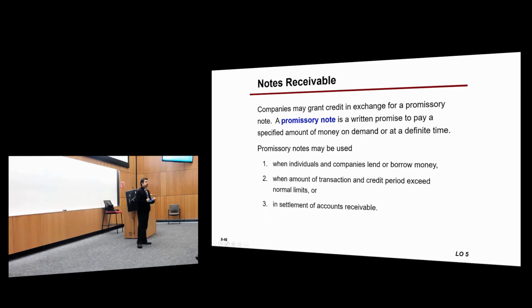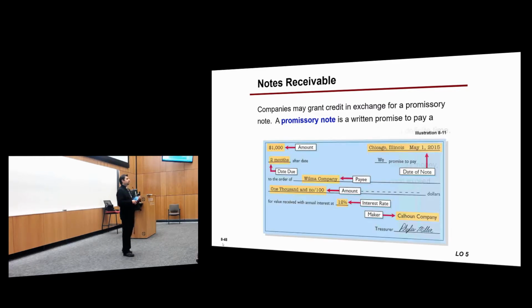Okay? So this is one of the things. This is basically like a loan. This is when you settle an account receivable. In certain industries where the amounts are very high, accounts receivable may be too risky. As a result, companies would use a note receivable, because that's a promissory note. That's an actual document that explains what the loan is. Okay? So let's see how this is done.